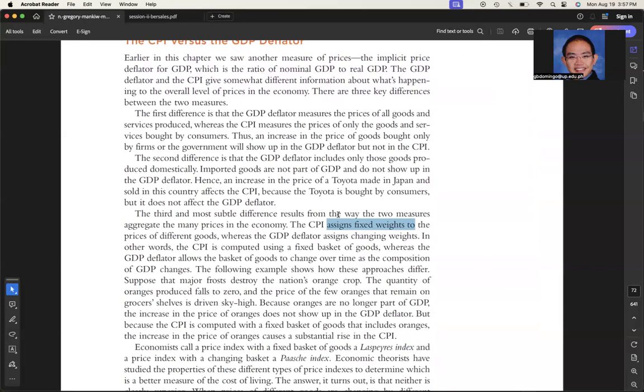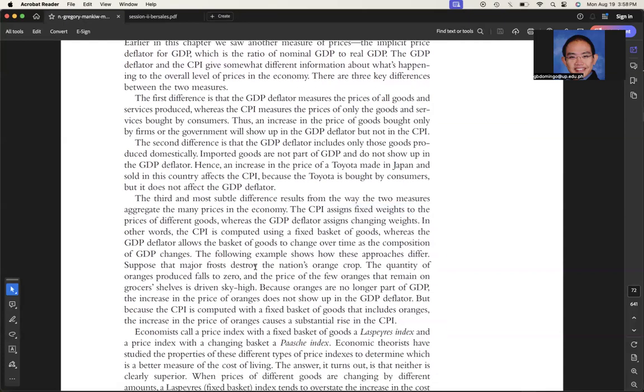Whereas the GDP deflator assigns changing weights, because the quantities change, since the GDP deflator is based on the gap between nominal GDP and real GDP. In either situation, real quantities are changing, so it's the weights that are changing. In other words, CPI is computed using a fixed basket, whereas the GDP deflator allows the basket to change over time as the composition of GDP changes.